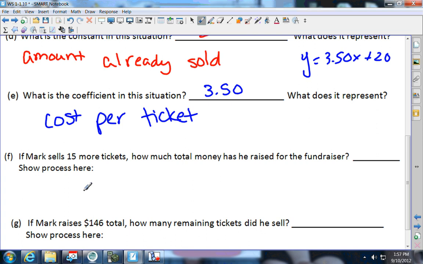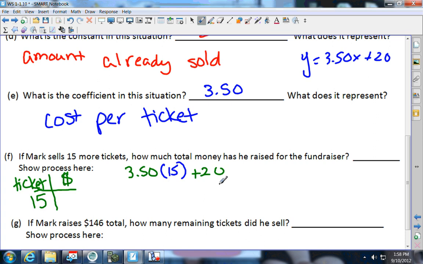The next one says, if Mark sells 15 more tickets, how much total money has he raised for the fundraiser? Okay, well, remember, we've got tickets and the money. So you're looking right here where X is 15. So I'm going to take 350 times 15 plus 20 to find my answer.